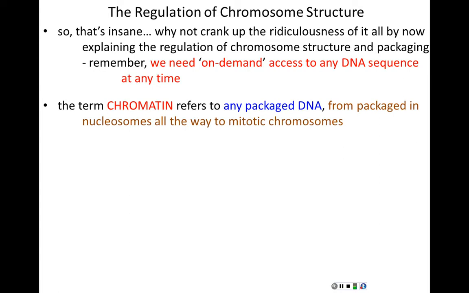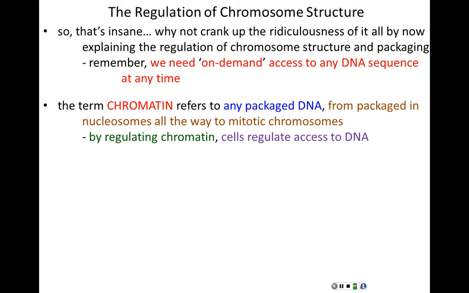So we need to have a mechanism by which we can unravel and, in a localized way, access DNA in order to do what we need to do to have the cell survive. I said it very early in the lecture, but I want to come back to it just so we don't lose our track. When we use the term chromatin, we are referring to any packaged DNA. Now, when we say any packaged DNA, we mean DNA that is simply in nucleosomes all the way up to mitotic chromosomes. If DNA is being packaged, condensed, compacted with protein, it is chromatin.